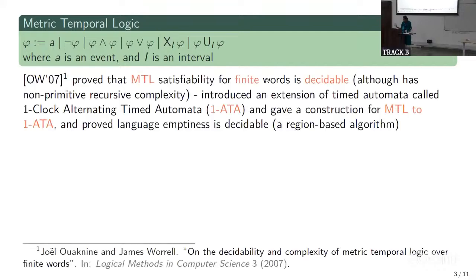In 2007, it was proved that MTL satisfiability for finite words is decidable, and this proof was done using a model called one-clock alternating timed automata. A construction was given by which any MTL formula could be converted to an equivalent one-clock alternating timed automaton, and then just checking the emptiness is enough to decide the satisfiability. So this is the model we are going to use now, and I will go through all of this slowly.